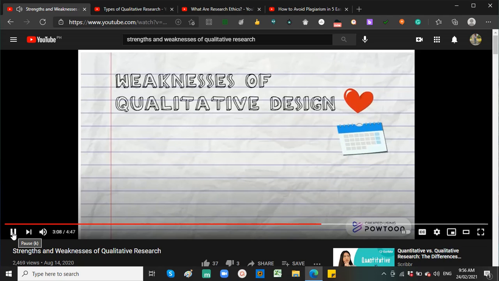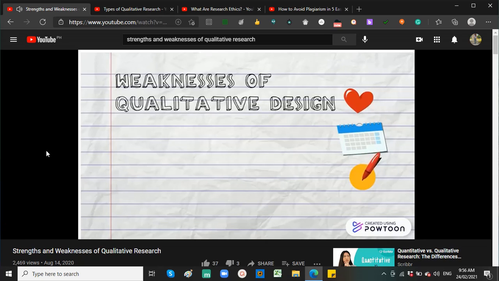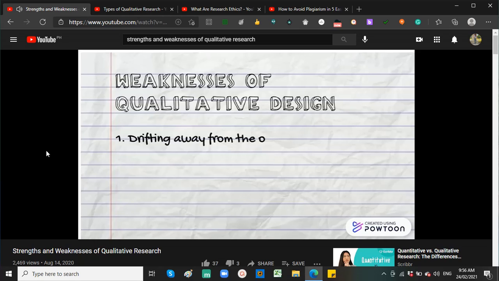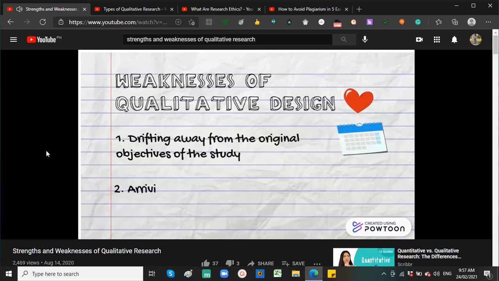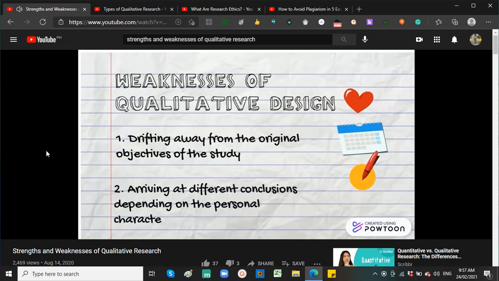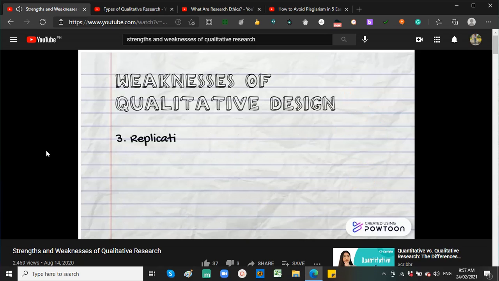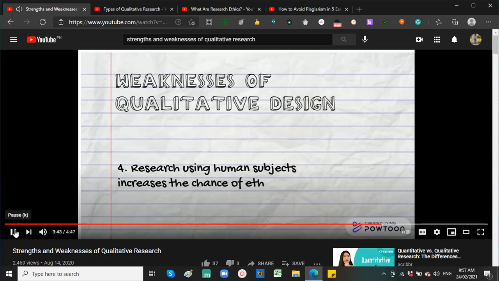Earlier, it was mentioned that for qualitative research, we have small sample size as compared to quantitative research, which requires huge sample size. Now, this part would discuss what are the inherent weaknesses of a qualitative research design. Some specific limitations associated with using qualitative methods to study research problems in the social sciences include the following. First, drifting away from the original objectives of the study in response to the changing nature of the context under which the research is conducted, and arriving at different conclusions based on the same information depending on the personal characteristics of the researcher. Replication of a study is very difficult. Research using human subjects increases the chance of ethical dilemmas that undermine the overall validity of the study.